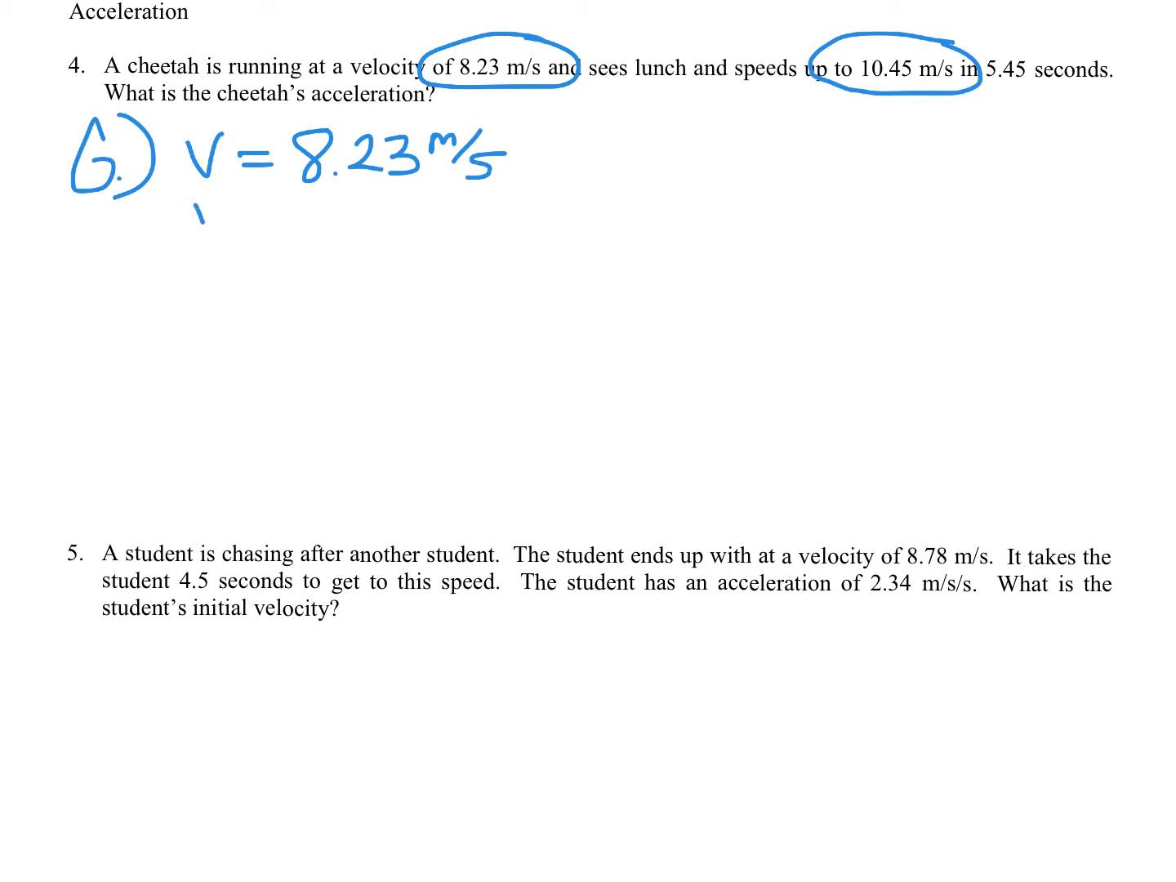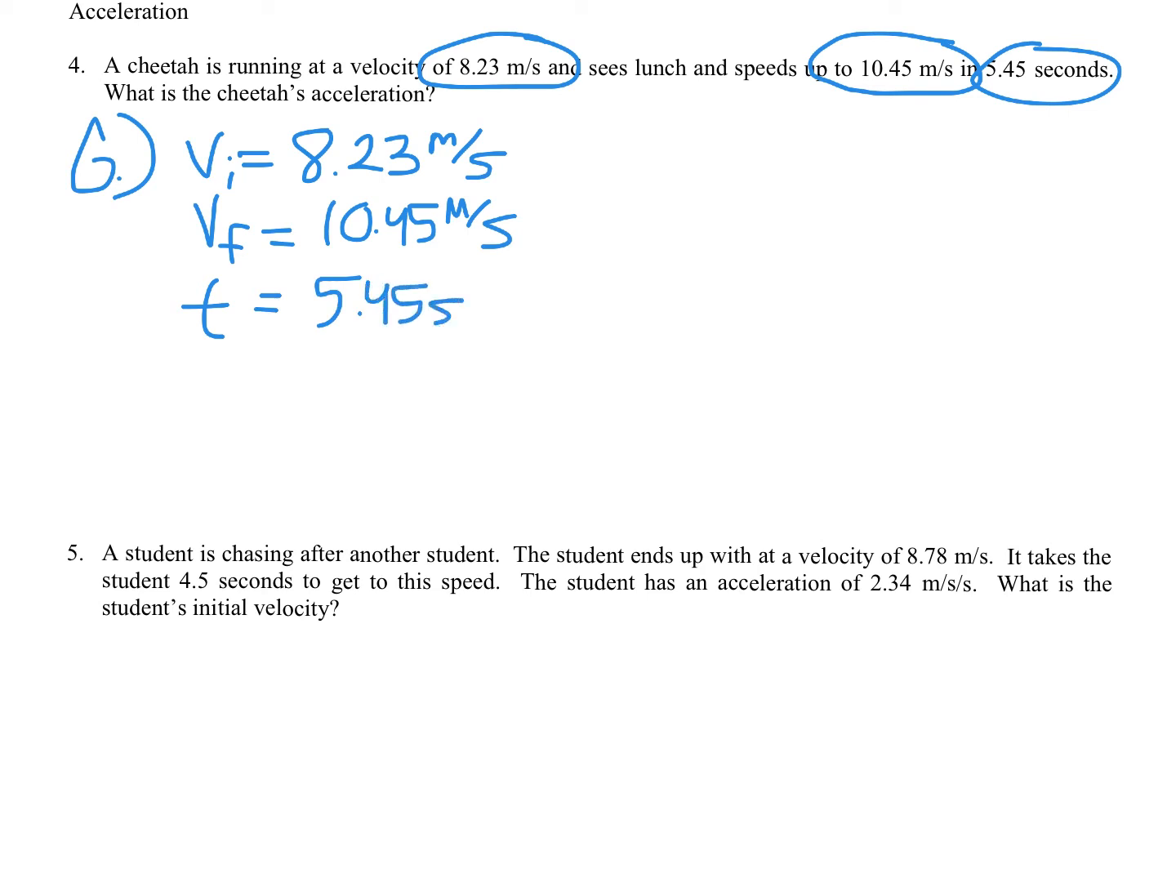So that must mean if it speeds up, it's afterwards. So that must be my final velocity, 10.45 meters per second. This must be my initial velocity. And we do that in 5.45 seconds, which is time. So there we go, 5.45 seconds is the time. And I want to know, what is the cheetah's acceleration? So it looks like I'm trying to find A, acceleration.